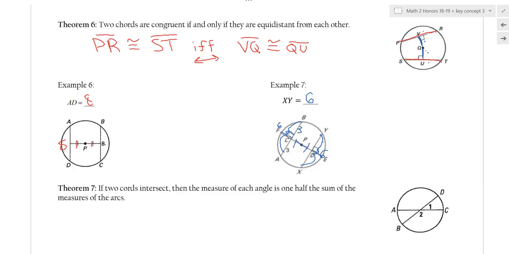So it's using all of these little pieces. That's really it for theorem 6. Most of them will be that simple.